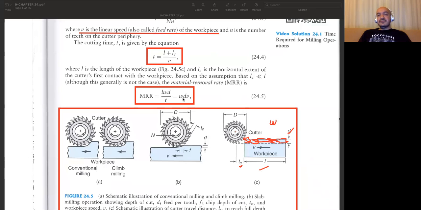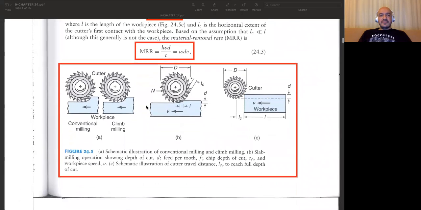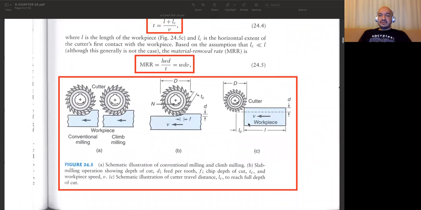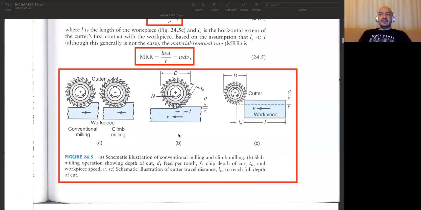It is equal to the width of the workpiece, times the depth of the cut, times the speed of your workpiece. So by simply multiplying these three terms, you can obtain the overall material removal rate in this peripheral milling operation. So for different milling operations, you need to come up with different equations. This is valid for peripheral milling operation.